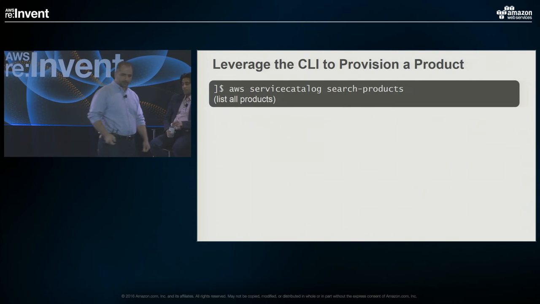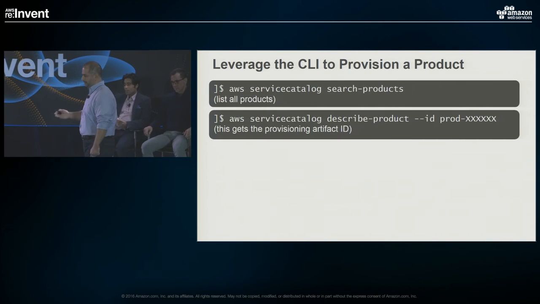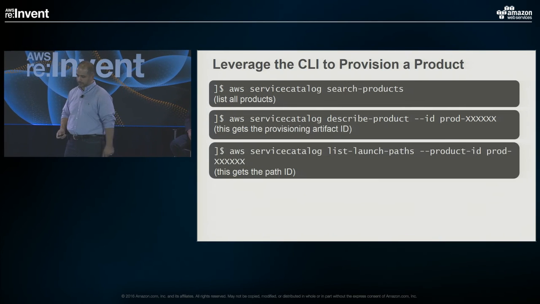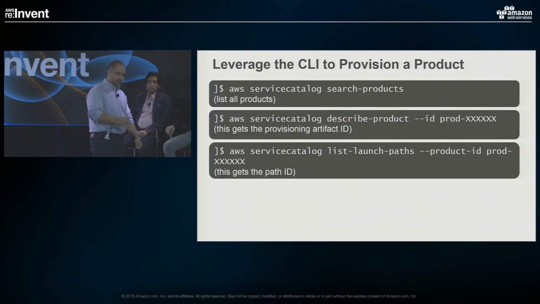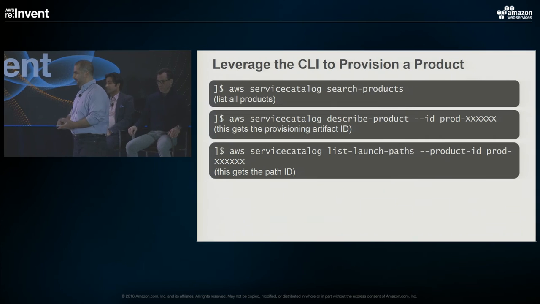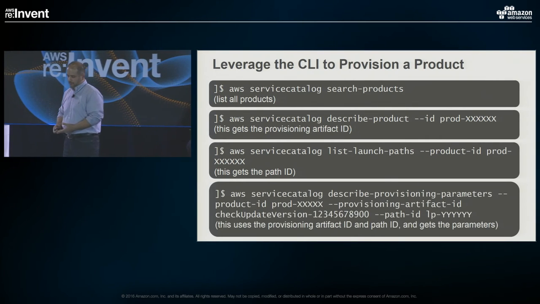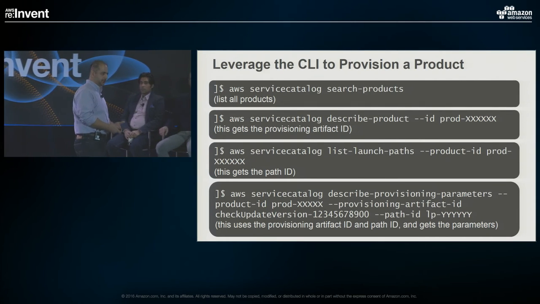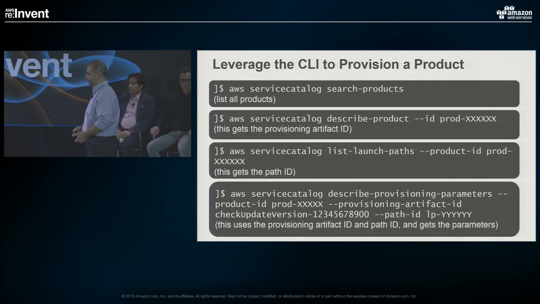You use AWS Service Catalog search products. It will list all your products. You get the product ID, which is specific to each product. You take that product and get the list of the versions for it. You can also get the list of launch paths, which specify the tags and constraints that are specific to it. The next thing you do is a provision. You list the provisioning parameters. If you have a CloudFormation template, it has multiple parameters. This will list what parameters you need to specify from a Service Catalog point of view.